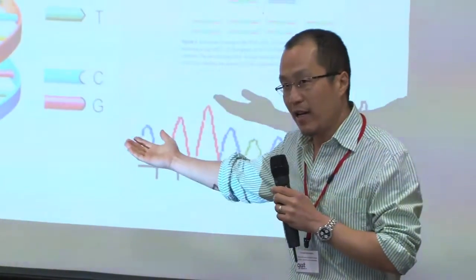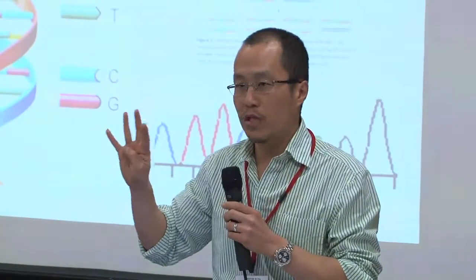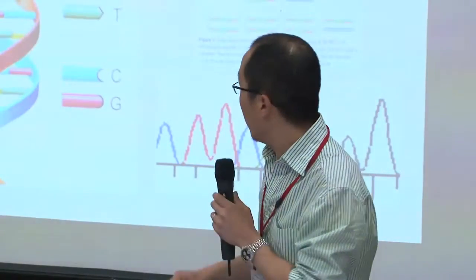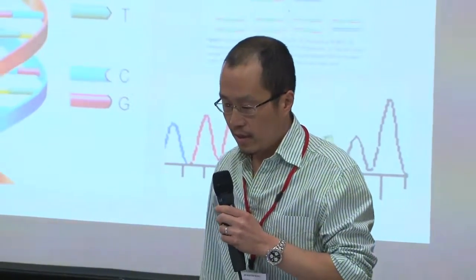So you know about DNA. DNA is a genetic code. There are four main components to DNA. They're called nucleotides or base pairs, A, T, G, and C. Different colors shown on the left-hand side.